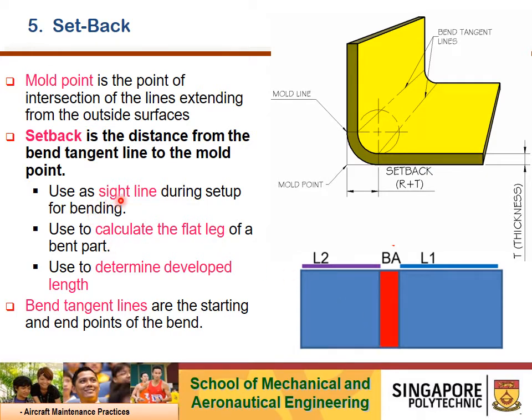All right, setback is used as a sight line during setup for bending, which we will explain later. It is used to calculate the flat leg of a bent part and also to determine the developed length, in this case L2 or L1. Right, so let's move on to the next slide, where there are some more examples to talk about setback and bend allowance.